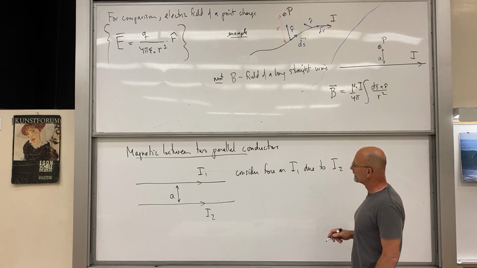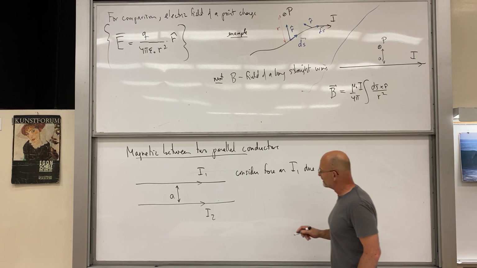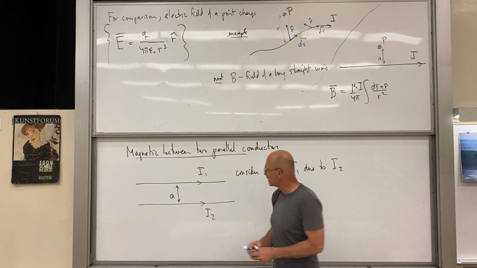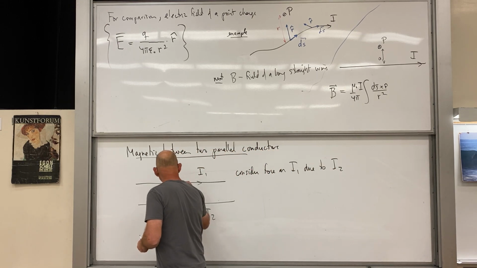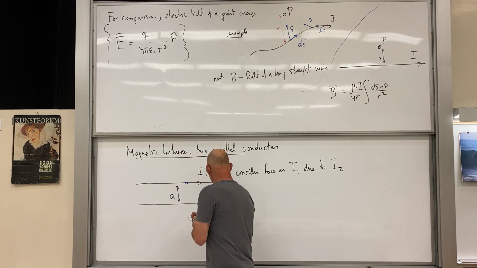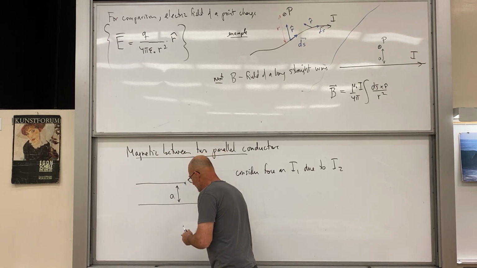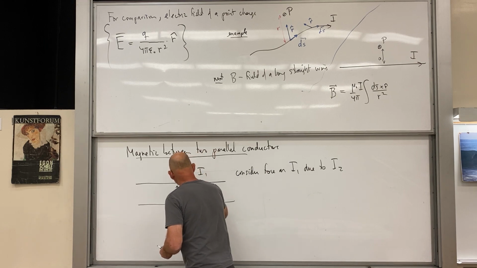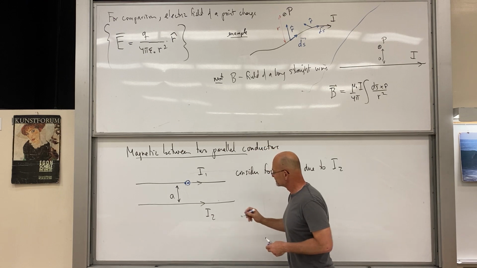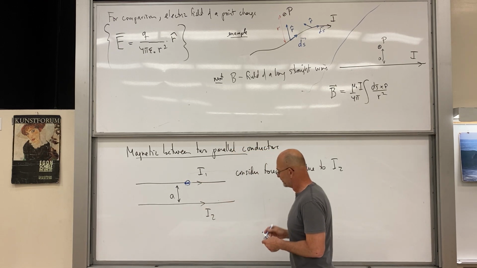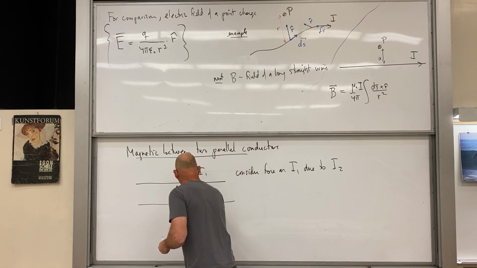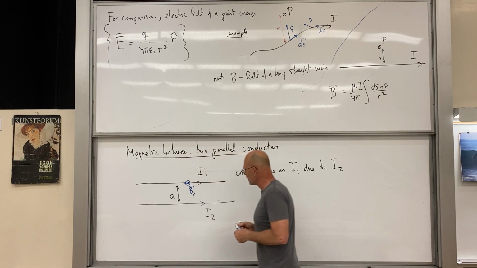So what do we have here? We have the conductor on the bottom producing at the top here a B field out of the board, not into the board. So the B field here is out of the board. Okay. So that's B, I'll call that B sub 2 out of the board.